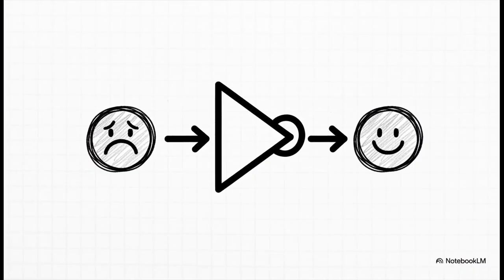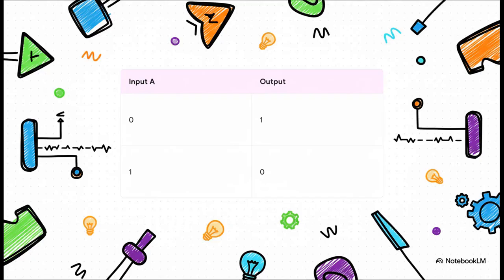First up, we've got the simplest one of all, the NOT gate. You can think of this one as the opposite gate, or maybe the rebel of the group. Its entire personality is just doing the exact opposite of whatever you tell it to do. It's got one input and one output, and it keeps things very, very simple. And check out its truth table. It's about as simple as it gets.